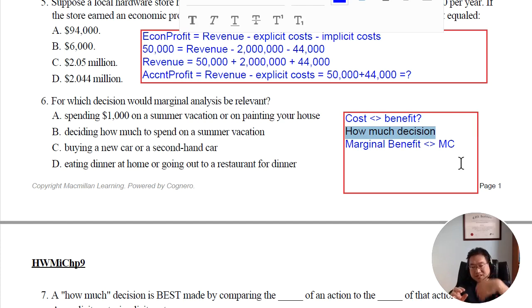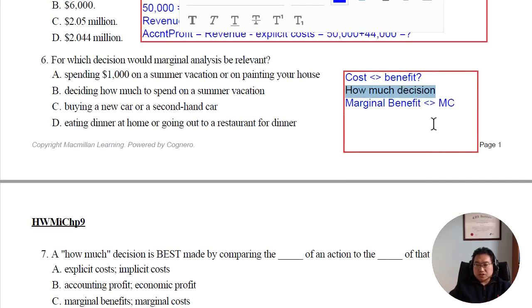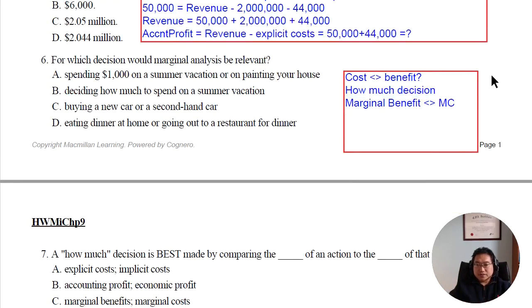More of this good thing it will bring in. But once you do more of one good thing, the additional cost may be higher than the additional benefit it can bring in. So you actually want to stop at where the marginal cost equals the marginal benefit. So let's look at the decisions.